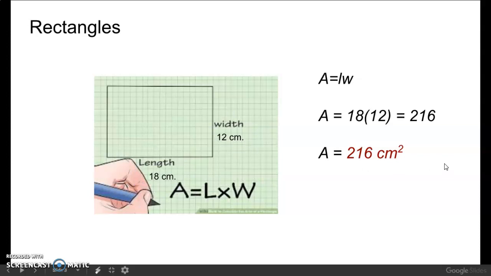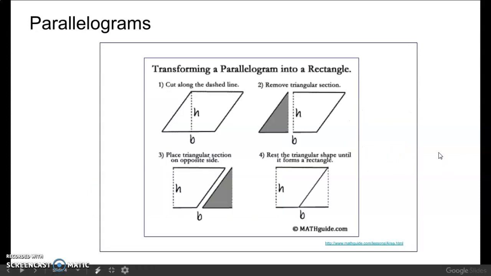That's all. All right, parallelograms are very closely related to rectangles. I found this on the math guide site. In fact, I found a lot of information on that site, so much so that I cited this website at the end of the video. I'll show you how I did that.